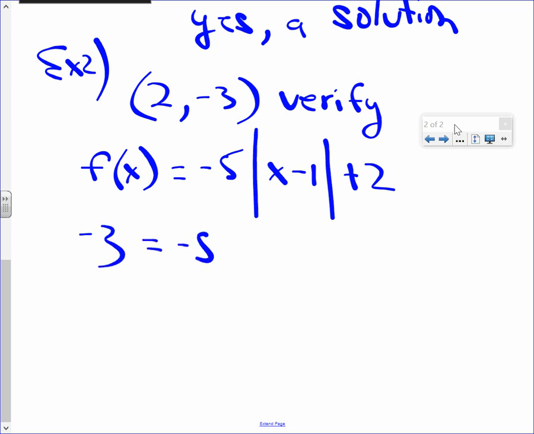All right. Here we go. I'm not going to graph this one. I'm just going to plug and chug, and we'll verify. Wherever I see x, I replace with 2. f of x, negative 3. Let's do it. With me, Valdez. 2 minus 1 plus 2.